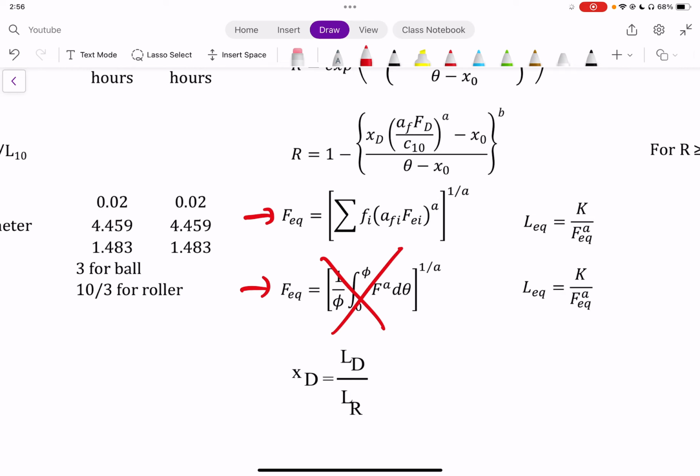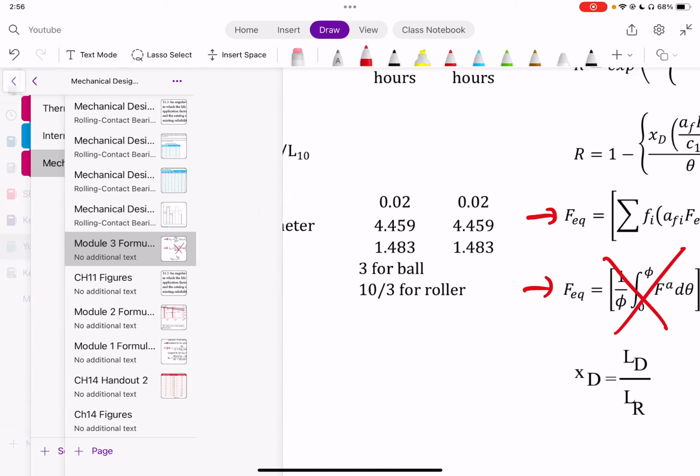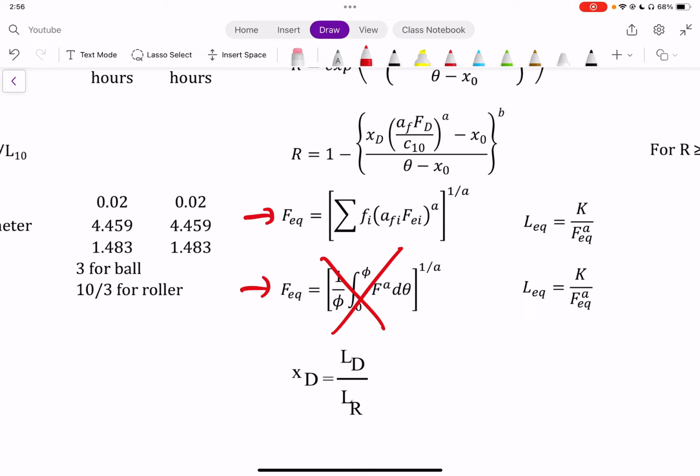Okay, so we're going to end this module here, and this concludes module 3. And in the next module, we're going to be looking at journal bearings and information on journal bearings. So we'll see you in the next video.